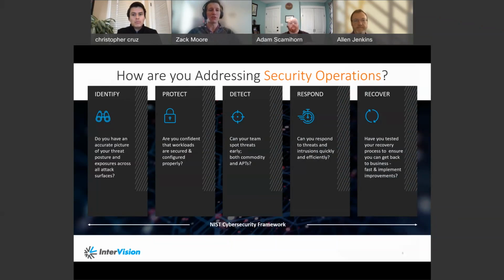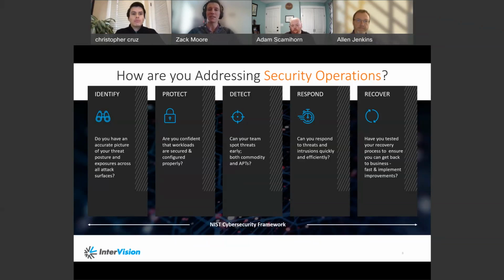Once we have that information, you go into the next phase, and you have to ask, are you confident that your workloads are secured and configured properly? Do you have the correct tools in place and the people and processes to work them, to configure them properly, to make them do what you think that they're doing? So that in the event of an attack, you can detect the bad guys trying to get into your network. Can your team spot the threats early? Can your teams spot the threats 24/7 by 365?